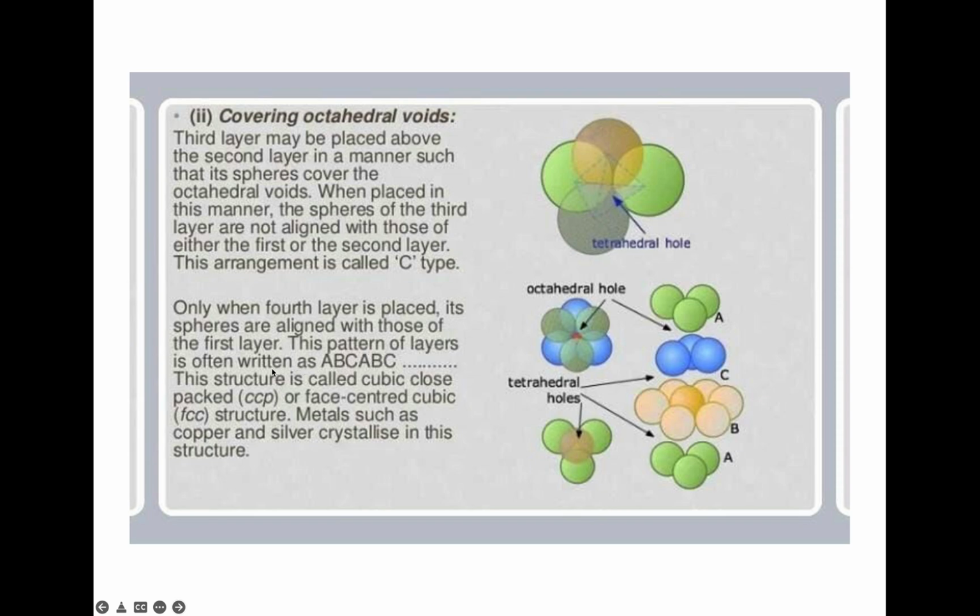So, this pattern of layers is written as ABCABC like that, and this is called cubic close packed, CCP, or face centered cubic structure, FCC structure. Metals like copper and silver crystallize in this structure. You can see tetrahedral holes, okay, octahedral holes.